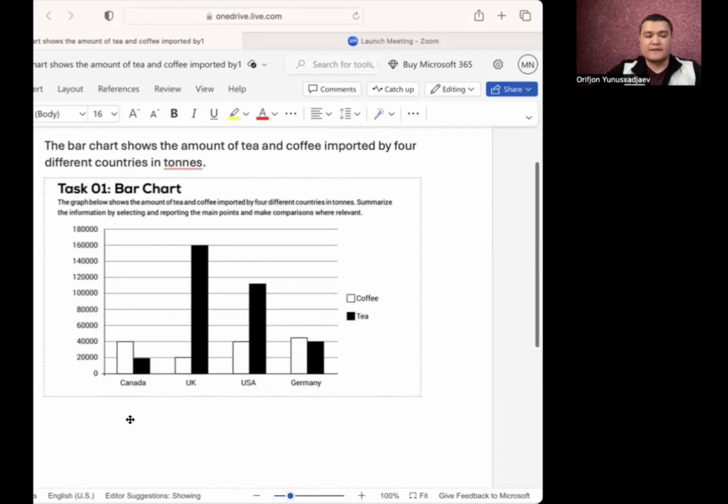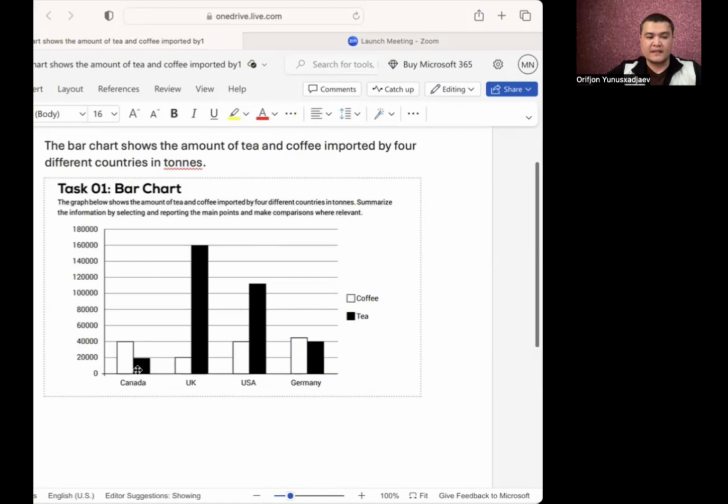Okay, I got everything. Now, before I start writing, I'm going to make a plan of my essay first. Now, I need to pay attention to all these details because right here in the instruction, it says summarize the information by selecting and reporting the main points and make comparisons where relevant.